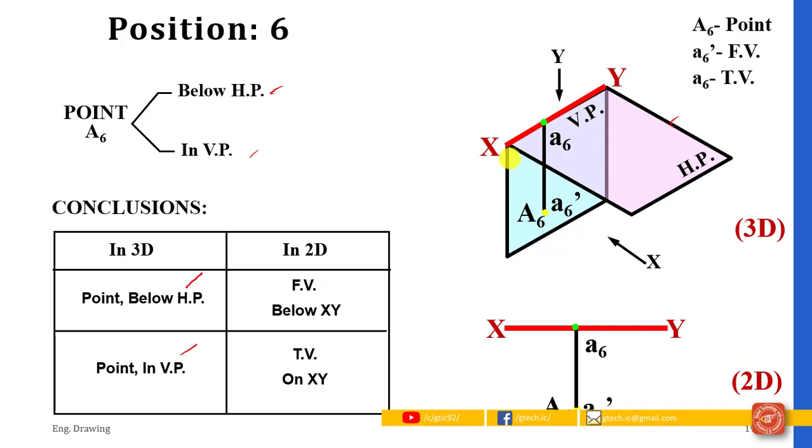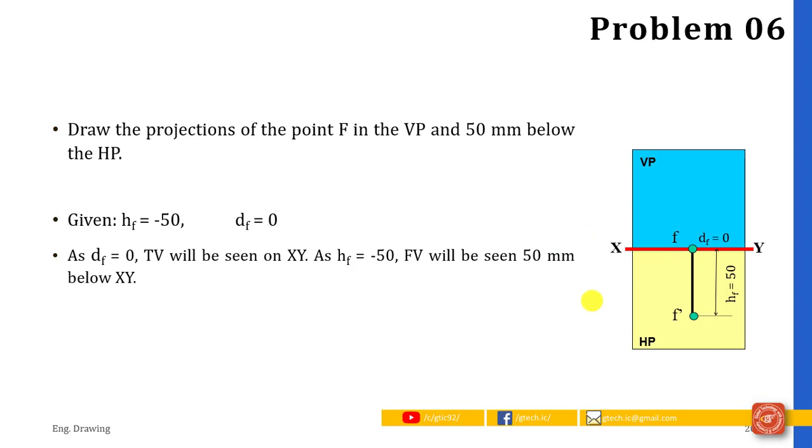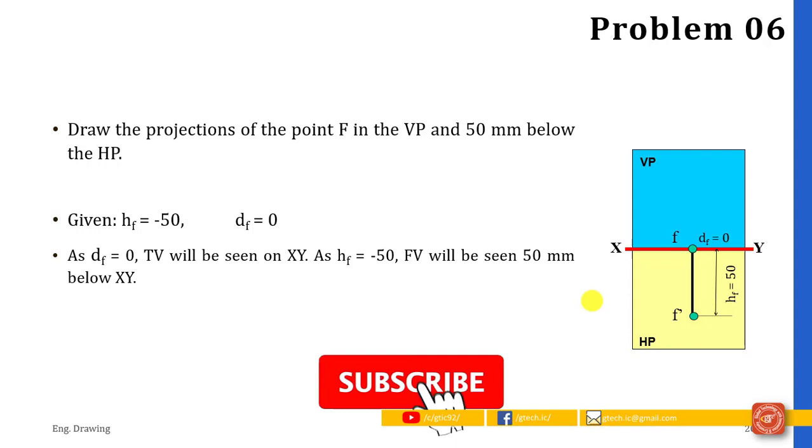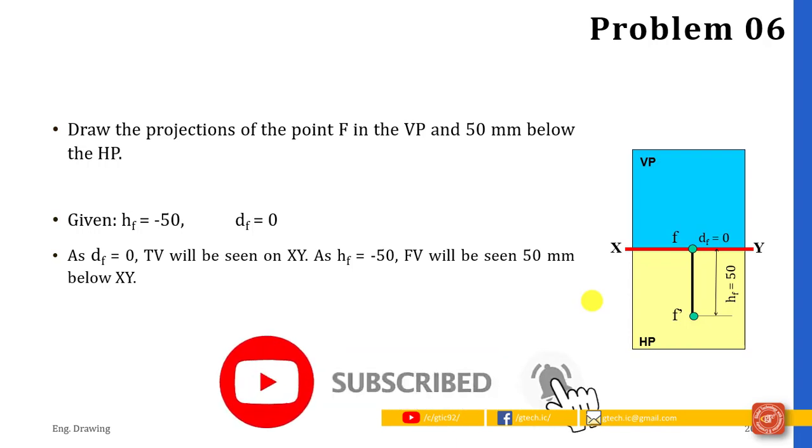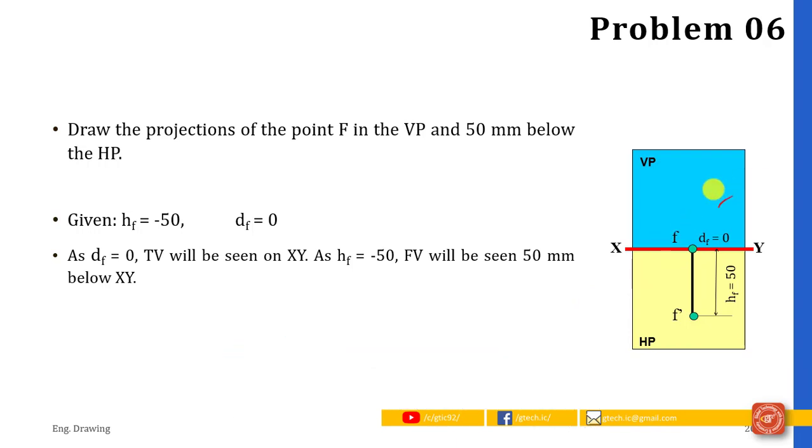In the 3D orientation of the point, the point lies on the XY line and below the HP. This is the 2D view of the point. So here the front view is drawn below the XY line and the top view is drawn on the XY line. Now draw the projection of point F, that is in the VP and 50 millimeter below the HP. And this one is the correct orientation of the point for the said problem.